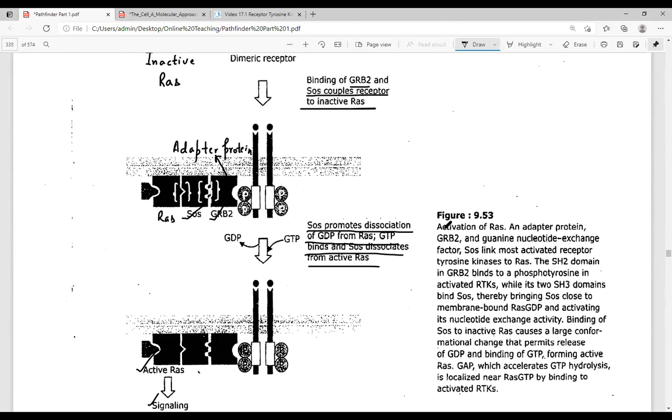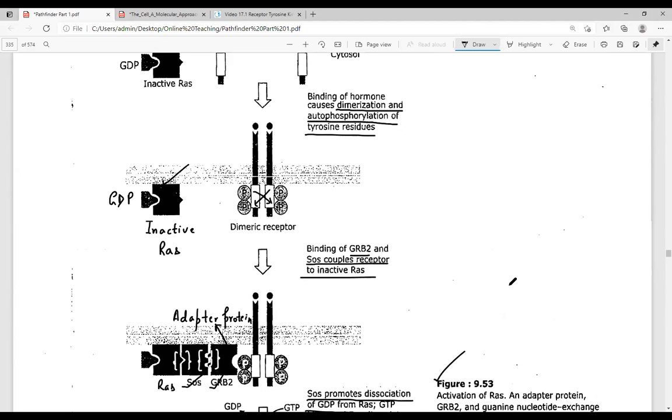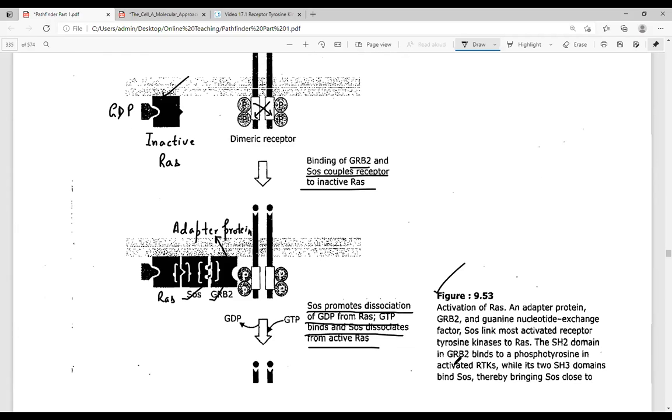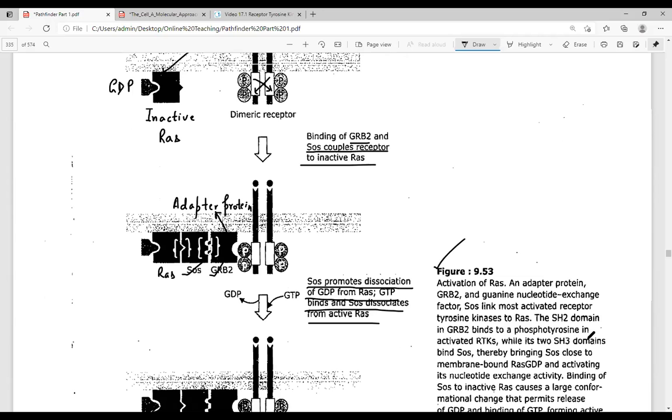See, the caption is very important. An adapter protein called GRB2 and guanine nucleotide exchange factor SOS link activated receptor tyrosine kinases to RAS. So once the receptor tyrosine kinase has been linked to RAS, the SH2 domain in GRB2 binds to a phosphotyrosine in activated RTKs. It is going to bind to a phosphotyrosine in the case of RTKs. This is the phosphotyrosine bound RTK molecule.